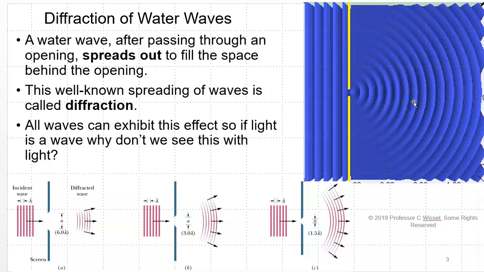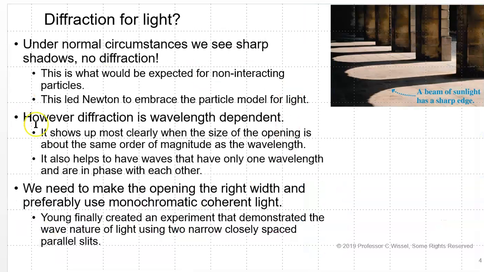But why don't we see this in light? Well, it turns out it's due to the size of the wavelength of light. Under normal circumstances, we only see sharp shadows. We don't see diffraction. We don't see fuzz around these shadows. This is what would be expected for non-interacting particles. This is what led Newton to embrace the particle model for light.